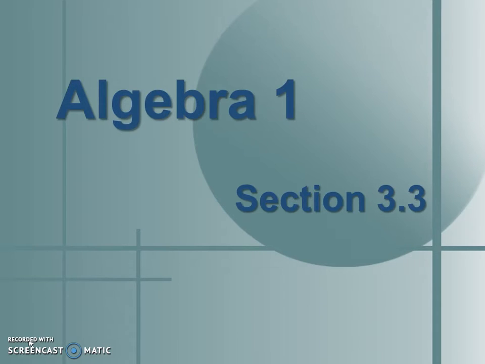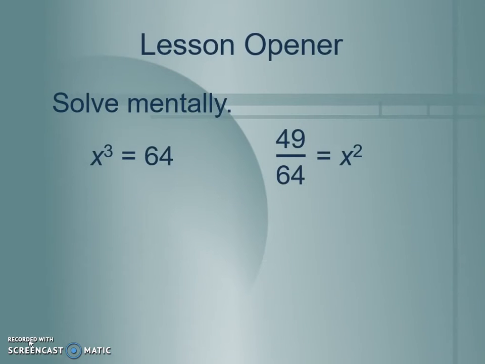So there is a little bit of a lesson opener. I'm just going to scroll through it. You can write down your answers, pause the video if you need to, and just try some. So we have x to the third equals 64. Well, we're thinking, what can I multiply by itself 3 times to get up to 64? That would be 4. Next one, 49 over 64 equals x squared. So we're basically taking the square root of each of those numbers, and we get 7 over 8.